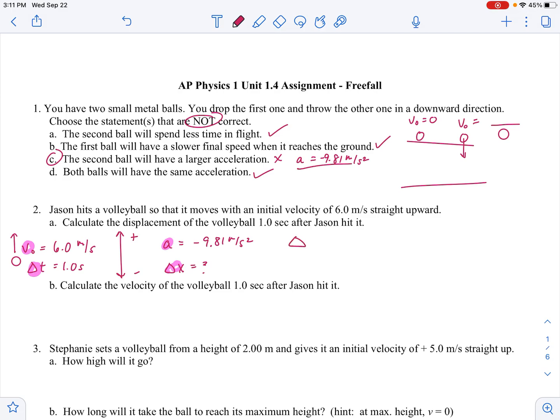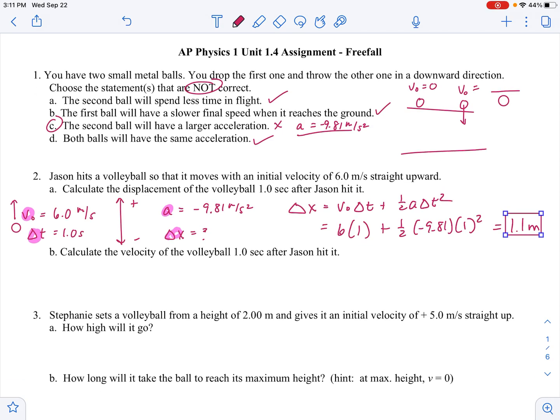So delta x equals v naught delta t plus 1/2 a delta t squared. So I plug in 6 meters per second, plug in 1 second, 1/2 times negative 9.81, plug in 1 second squared. Enter this into my calculator, and I get 1.1 meters as the displacement.